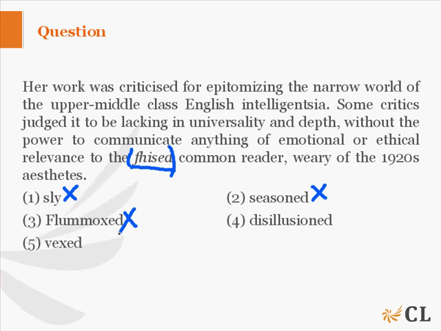Vexed, again he might be irritated, but it has a very strong connotation, and there should be one more line to suggest whether he has been vexed or not. Therefore vexed also goes out of scope. So if I put disillusioned, yes, the reader who has been reading a lot of books and was aware of the writing style of the 1920s has actually been disillusioned, and he sees this writer also following the same style, therefore he is wary of it.